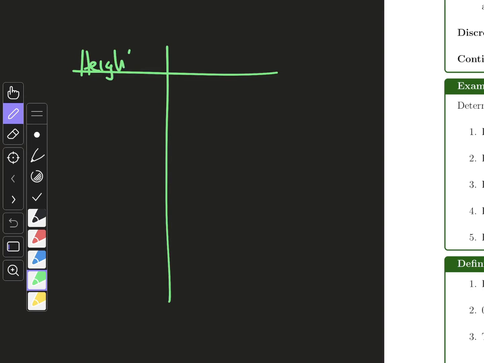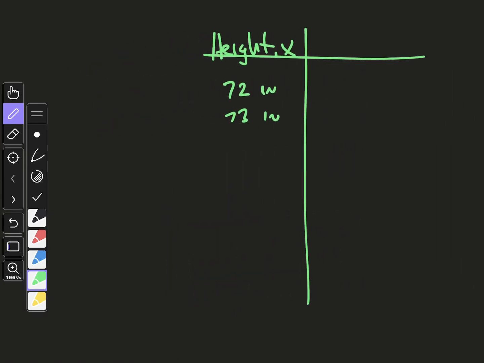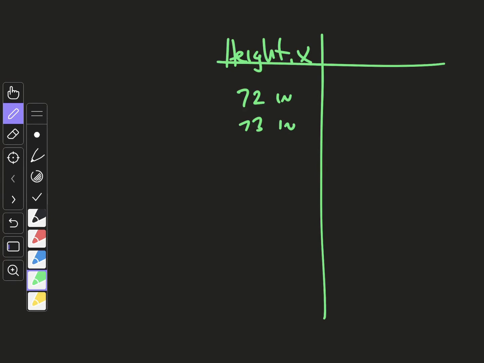So that's our random variable x, and let's say somebody is 72 inches, right? And then somebody is 73 inches. So you've measured two different people, and that's the outcome. And then you go and measure somebody else. Could somebody be 72.5 inches? Like, does that exist? And of course, right?